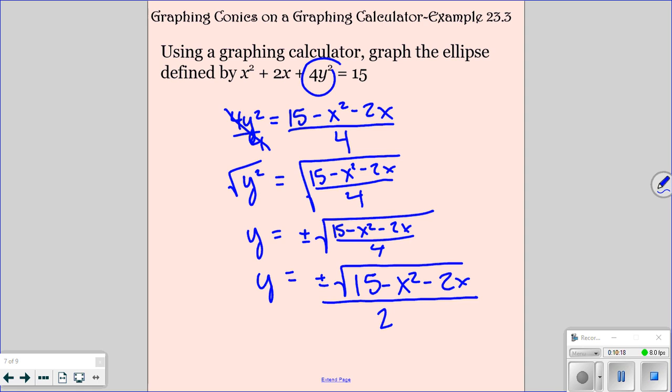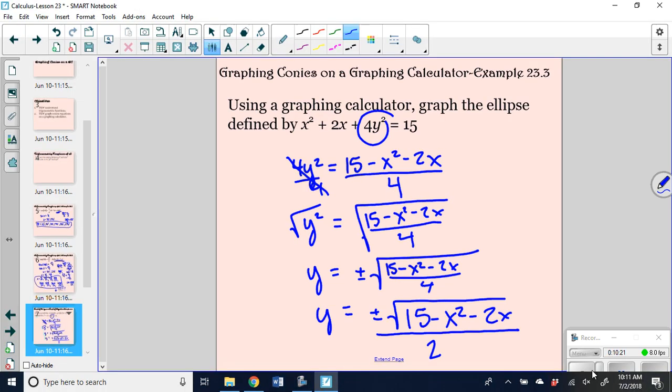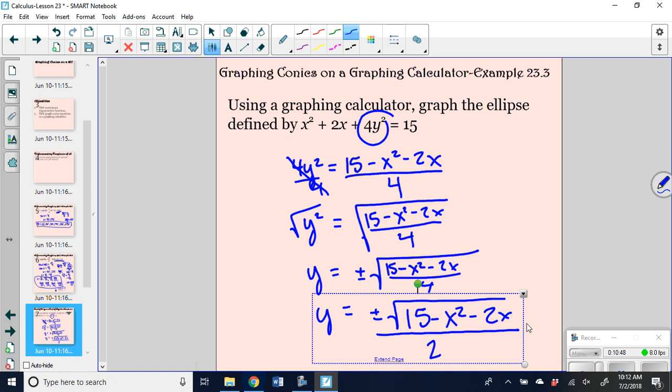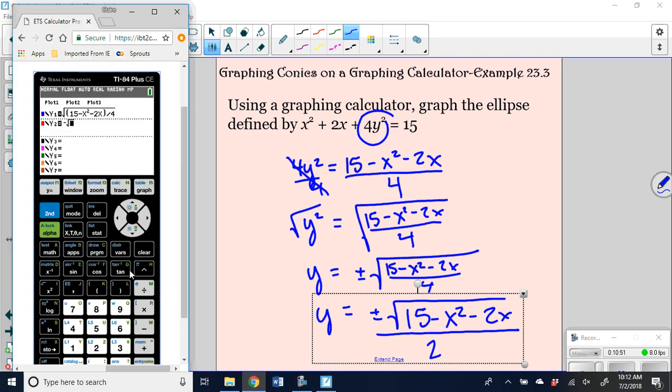It does not matter. Okay, so we're going to graph y equals the square root of, I need to do parentheses, 15 minus x squared minus 2x, close parentheses, divided by 4. Okay, and then for the other one, we would do negative square root, and I'm going to do the second option here for this one just so that you can see it. 15 minus x squared minus 2x, and then get out of the radical and divide by 2.